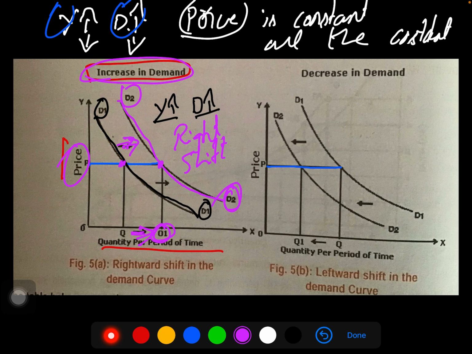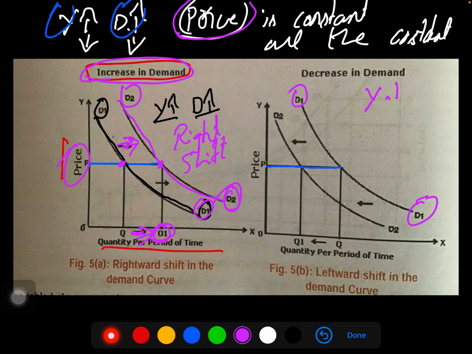So now we'll take one more. Again, we'll consider price as constant only. The price is not changing at all. So in this case, the actual demand is this, D1. As I told you here also, D1 is the actual one.